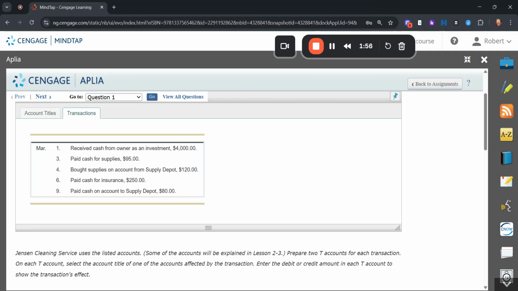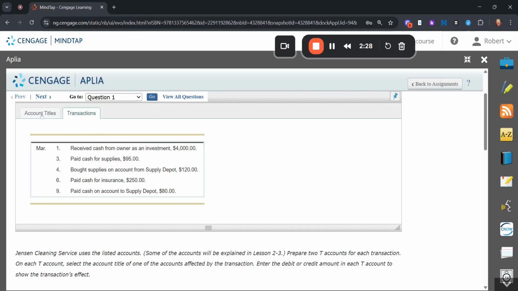So something to remember from the 1-2 working papers. Each transaction affects 2 accounts. So this transaction is going to affect 2 accounts. Remember we had the pluses and the minus signs. Those went into 2 different accounts. We're going to do the same thing here. It's just with money. So received cash from owner as investment. So this is going to affect 2 accounts.